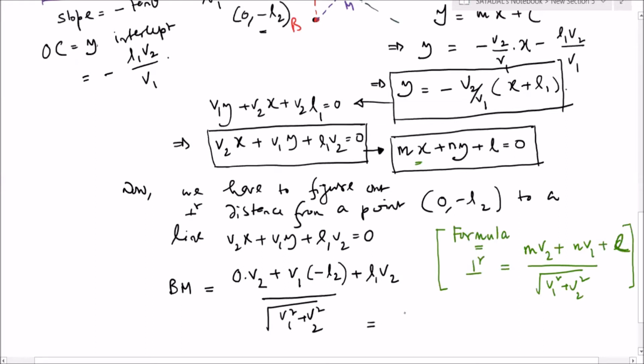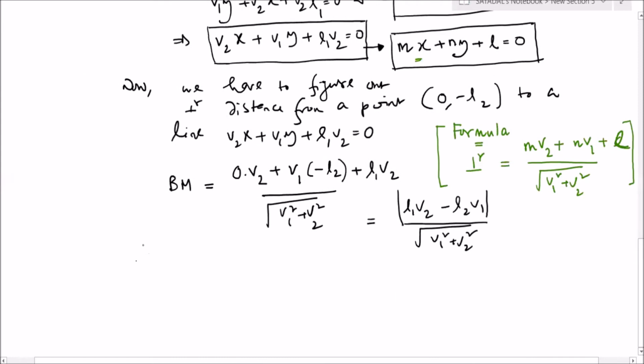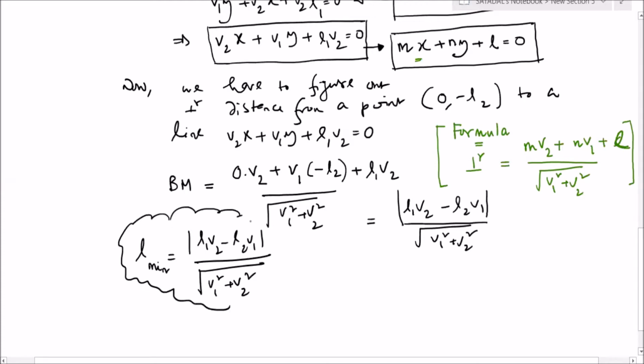My dear friend, did you get the same answer? Yes, sir. Under root of v1 square plus v2 square. If you put a mod, see here, mod of L1 v2 minus L2 v1 is same as mod of L2 v1 minus L1 v2. They will carry the same significance. Correct? So finally, L minimum is equal to mod of L1 v2 minus L2 v1 by root under of v1 square plus v2 square. Now I do not have any other method in my stock. My stock is over.